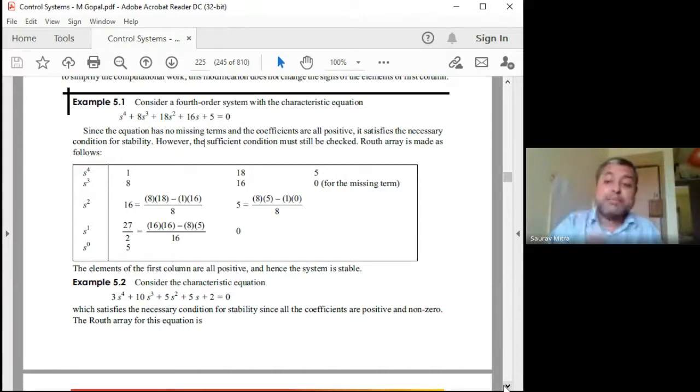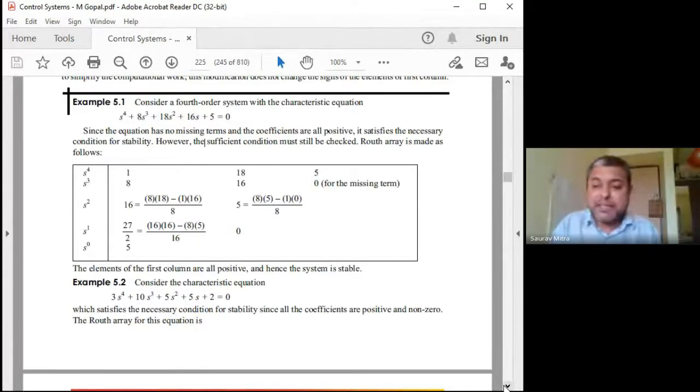So what does the number of sign changes in the first column indicate? You can write down: the number of sign changes in the first column indicates the number of poles which lie in the right hand side of the j omega axis. Again I am repeating, the number of sign changes in the first column indicates the number of poles which are there in the right hand side of S-plane. In this case, the first column is all positive, all of the same sign. That means there is no sign change.